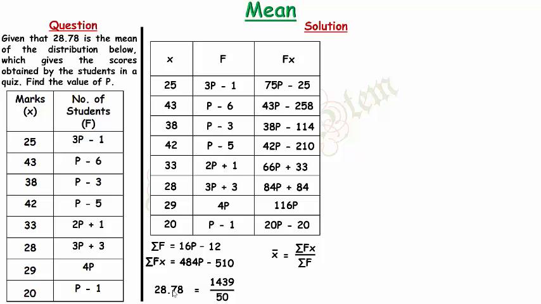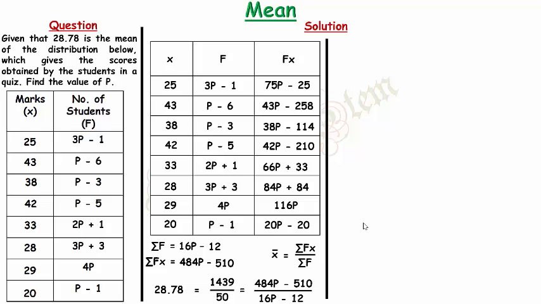So 2878 divided by 2 is 1439. And I said divided by 100. 100 divided by 2 is 50. So that was how I got this 1439 divided by 50 equals, the numerator of the right hand side is the summation of the product of the frequency and x, which is 484p minus 510, divided by the denominator, which is the value for the summation of the frequency, which is 16p minus 12.